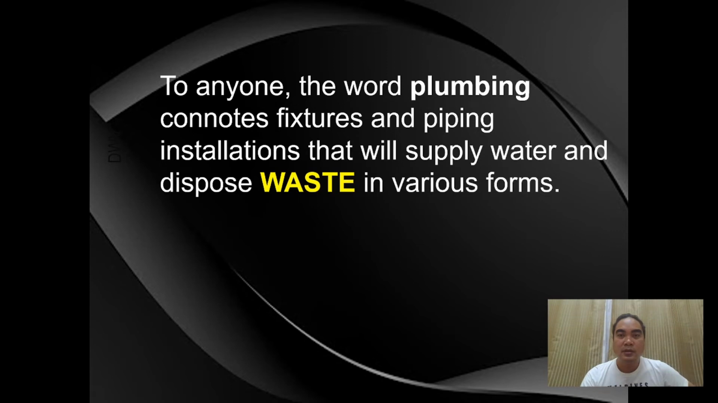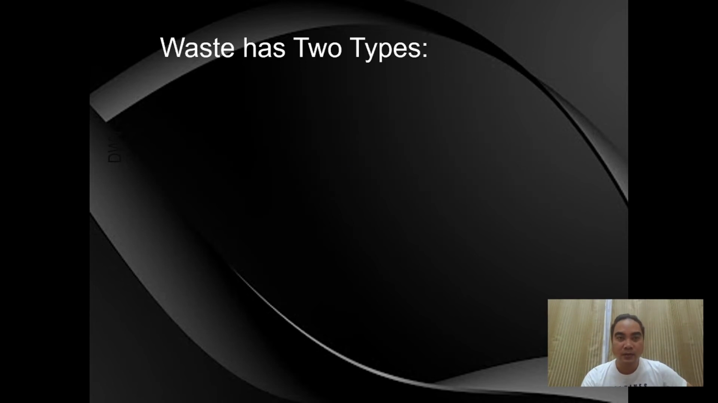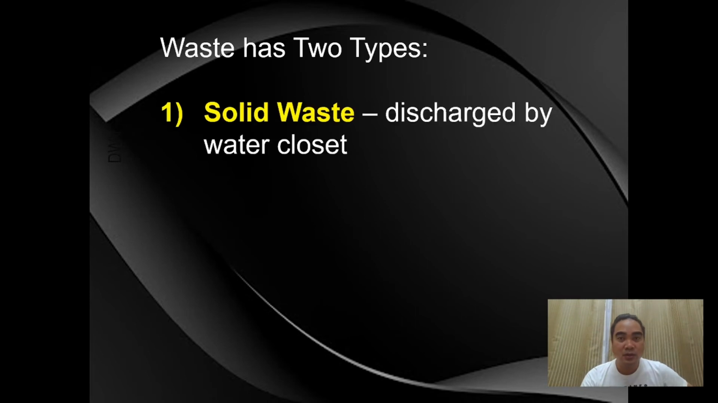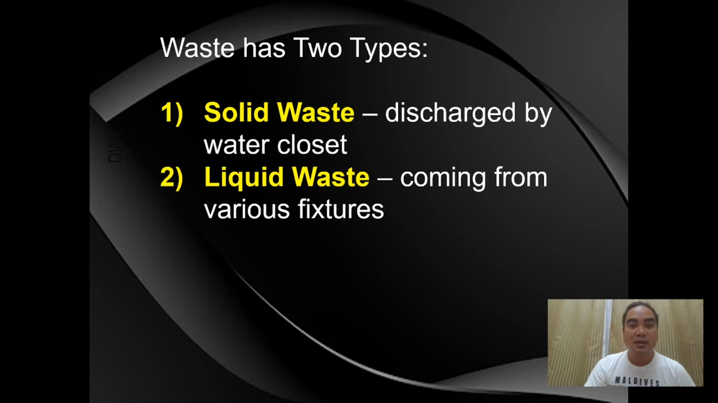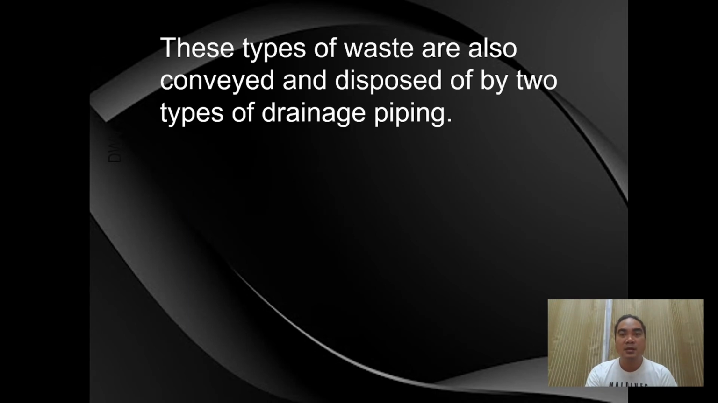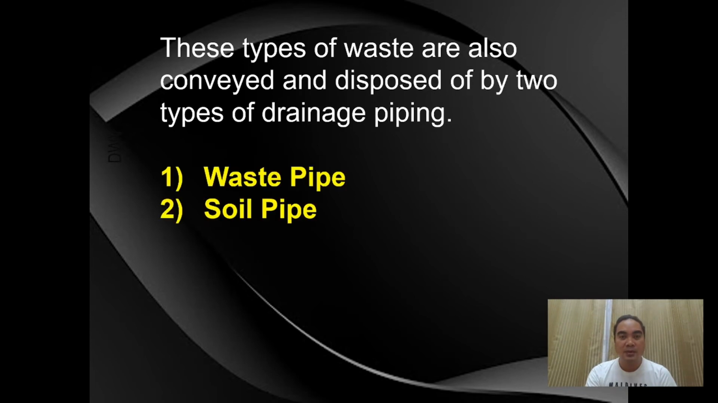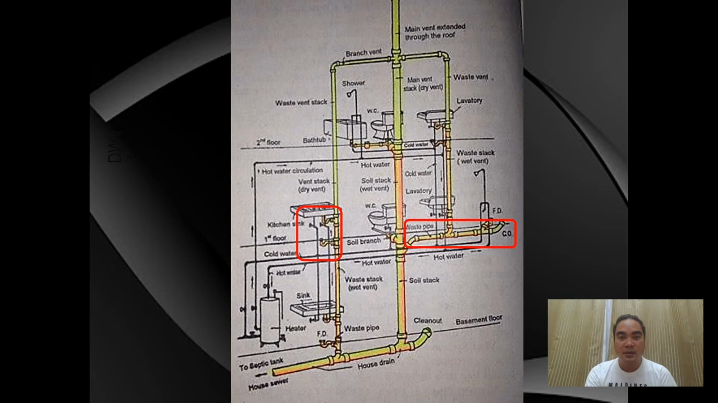To anyone, the word plumbing connotes fixtures and piping installation that will supply water and dispose waste in various forms. Waste has two types. Solid waste, discharged by water closet. Liquid waste, coming from various fixtures. These types of waste are also conveyed and disposed of by two types of drainage system: waste pipe, soil pipe. Ito, soil pipe siya. And then that waste pipe. House drain.